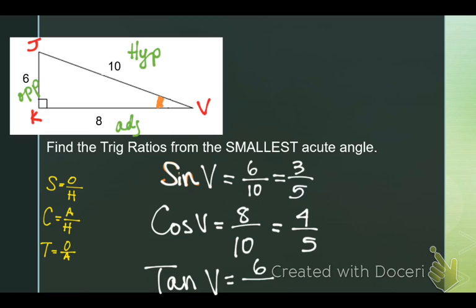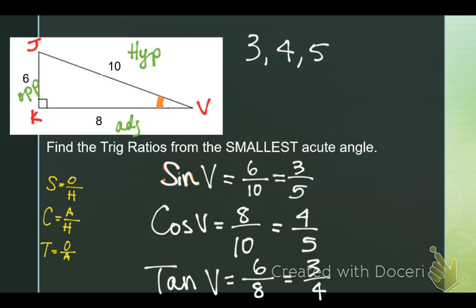6. And my adjacent is 8. What does this reduce to? 3 over 4. So remember when I told you what the most common Pythagorean triple was? 3, 4, 5. Look at where all these reduce to.